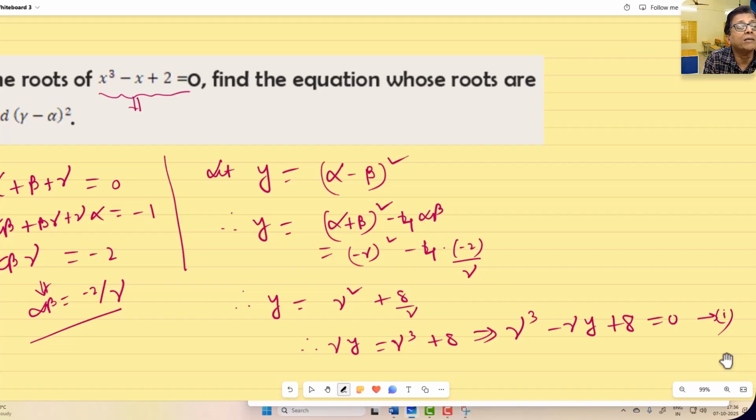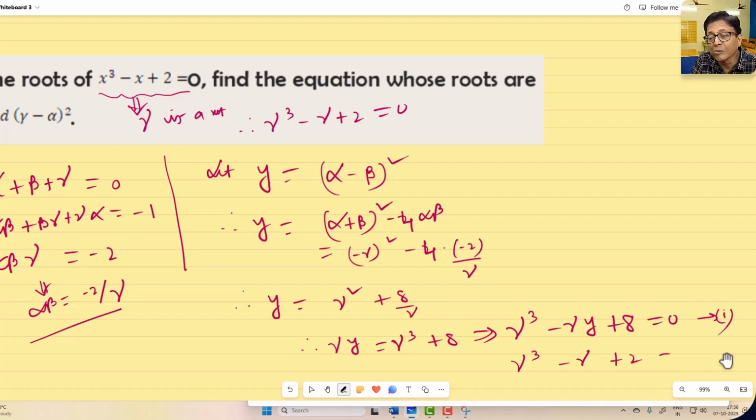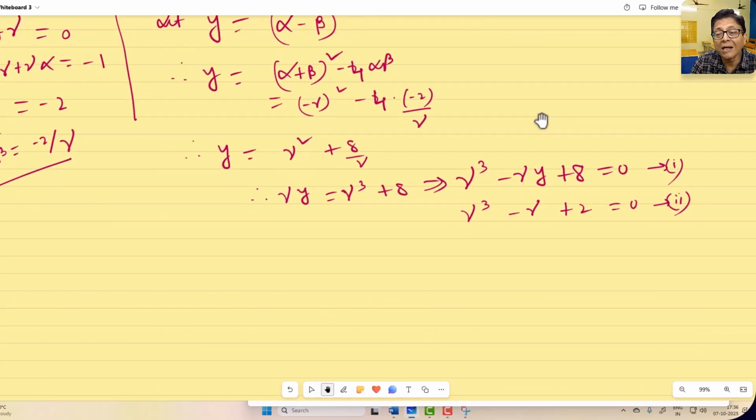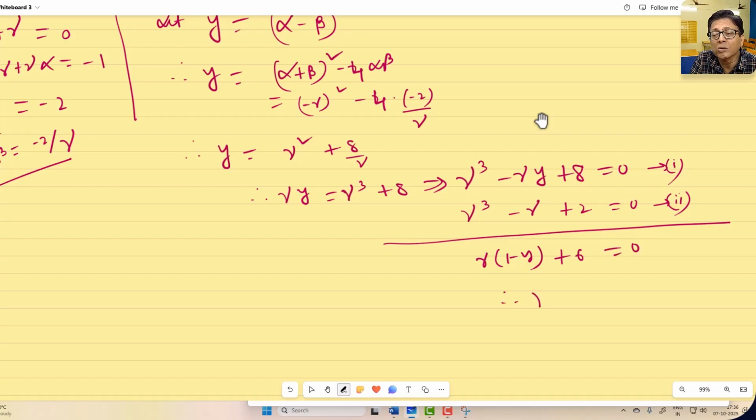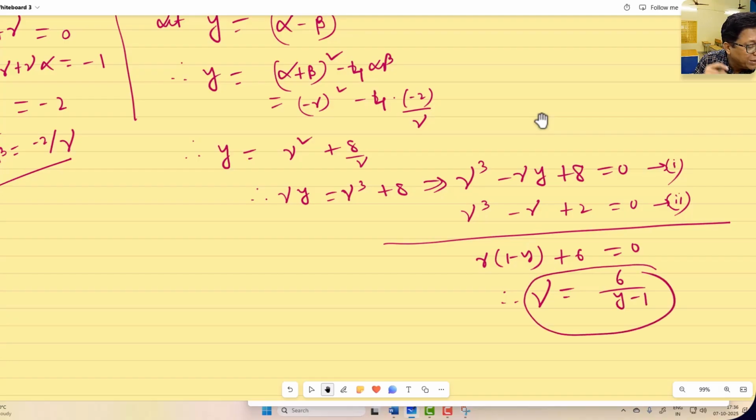Gamma is a root here. Gamma is a root. Therefore, we get gamma cube minus gamma, and this will eliminate gamma cube from two equations. Isn't it? Now you subtract. Just subtract. This is going to be gamma into 1 minus y plus 6 equal to 0. So gamma will be 6 by y minus 1.